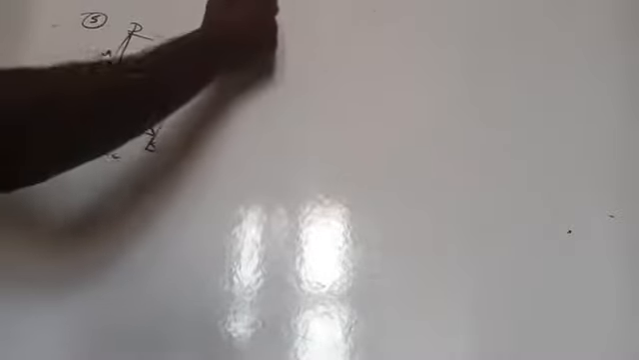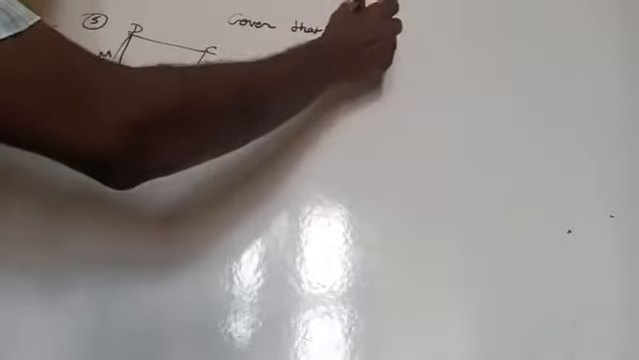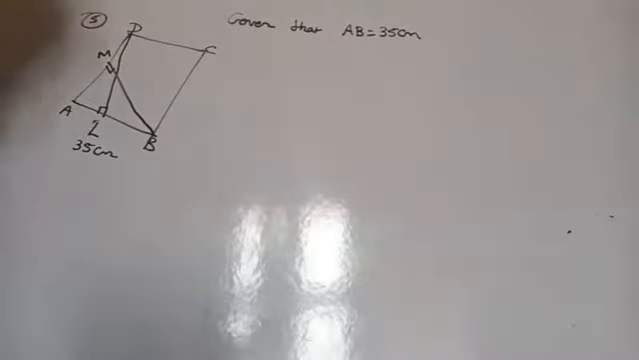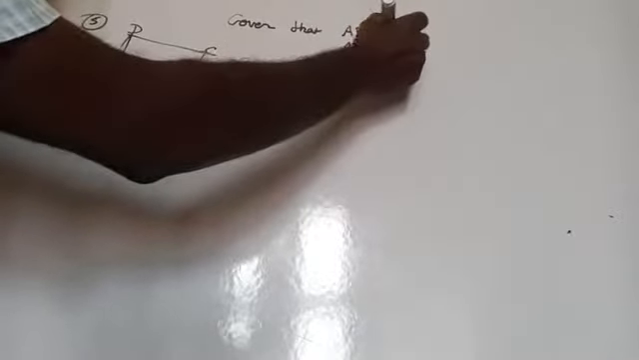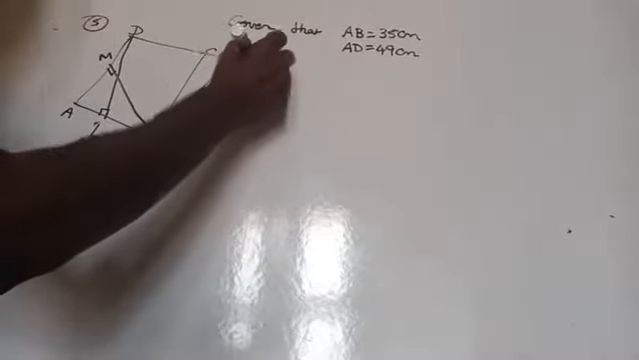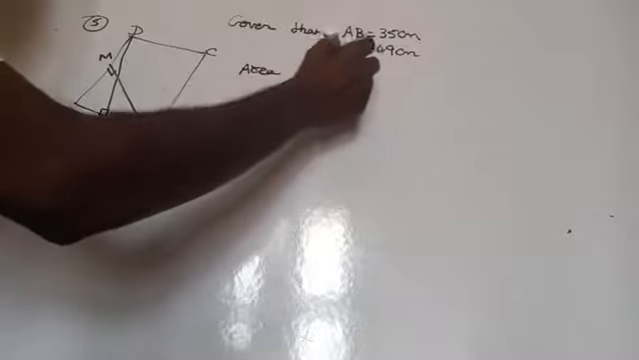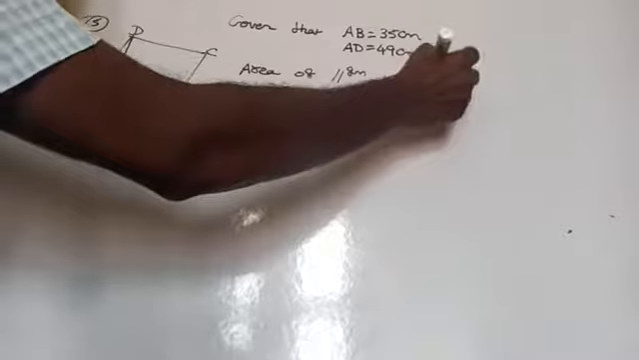Given that AB equal to 35 centimeter, and AD is also given 49 centimeter, and area of the parallelogram it is given for you. Area of the parallelogram is 1470 centimeter square. Am I right?